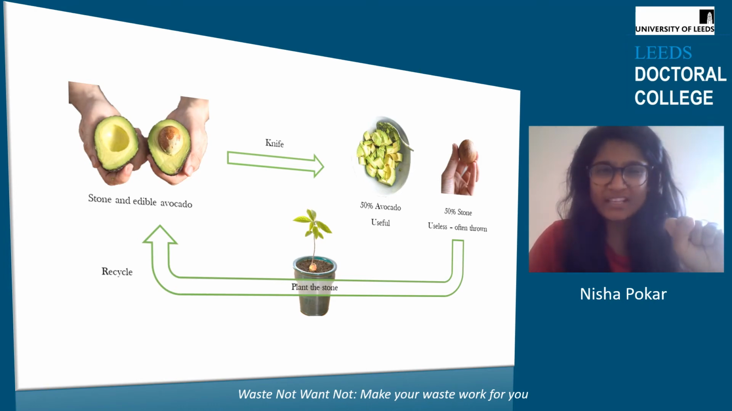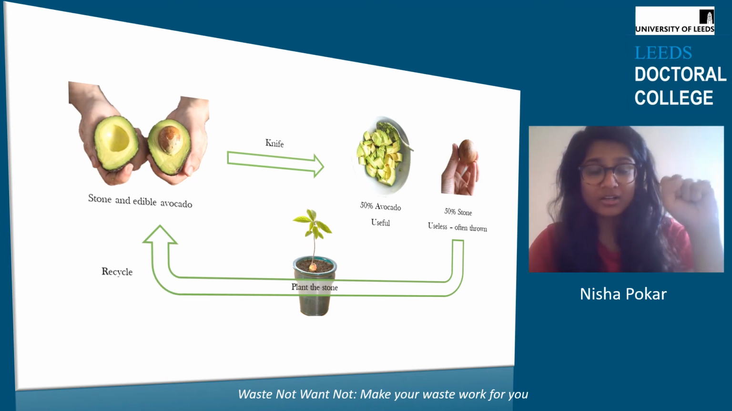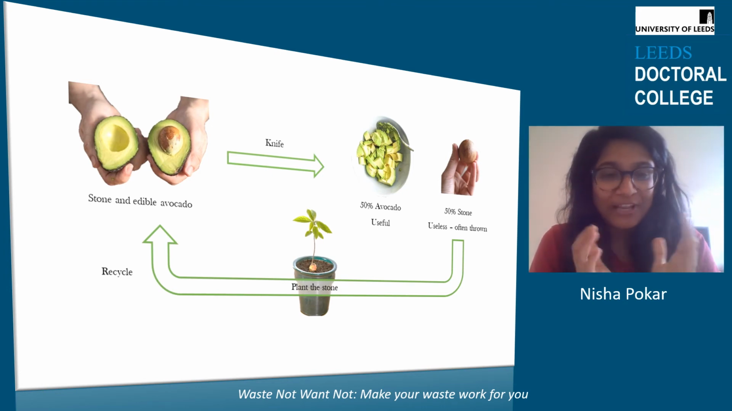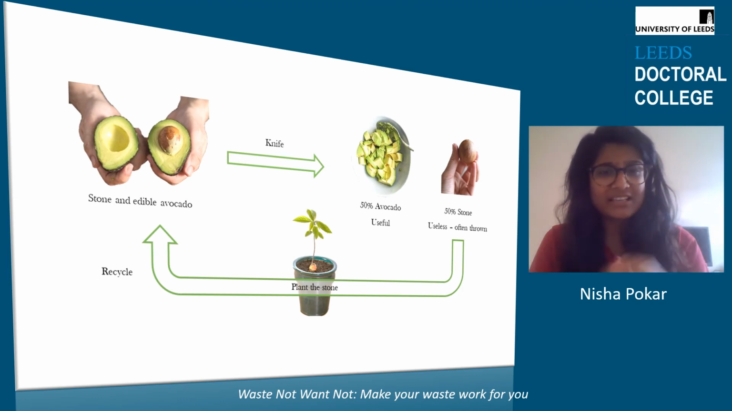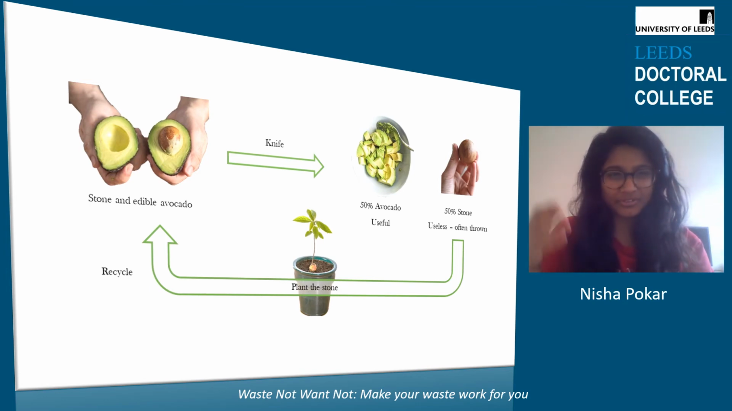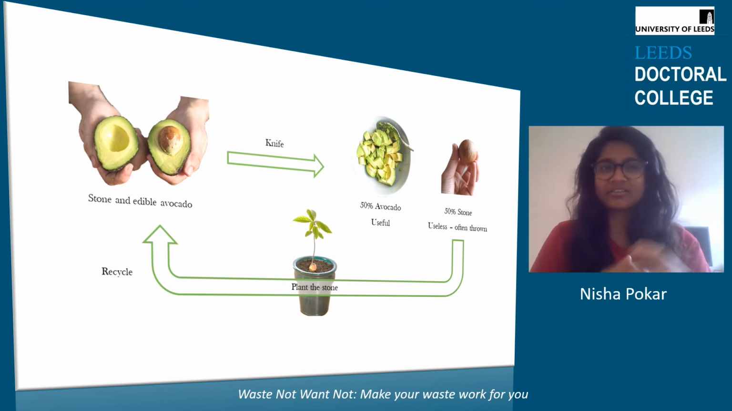But that's wasteful, right? What if there was a way we could use the one we didn't want and turn it more into stuff we do want? Well, what if we used avocados to illustrate this point? You want to make some avocado on toast, right? Well, what do you do? You cut up your avocado, you remove the stone, you throw the stone in the bin, and then you use the avocado, right?